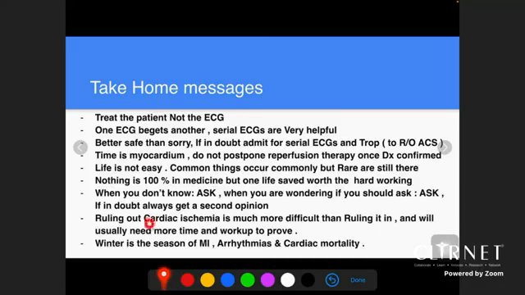And here also, ruling out cardiac ischemia is much more difficult than ruling it in, and will usually need more time and work up to prove. So suppose that a patient presented to the ER with risk factors, he is 60 years, diabetic, hypertensive, dyslipidemic, and he is having typical anginal chest pain. Then you took one ECG, showing anterior ST elevation. So this is a bread and butter or clear diagnosis.